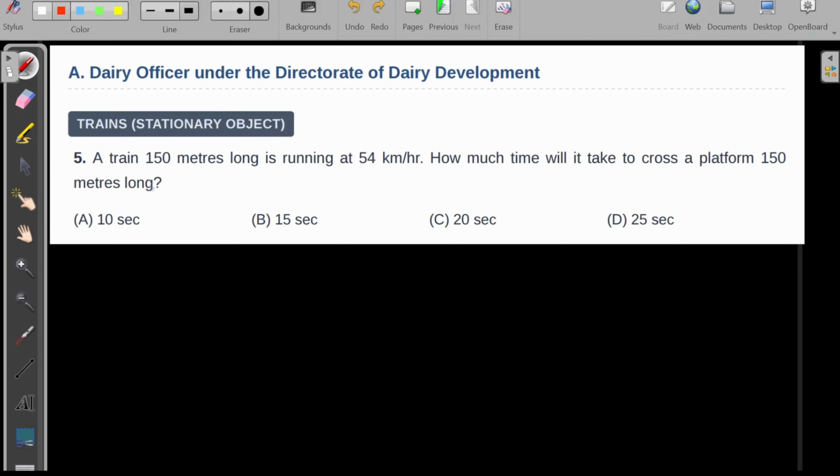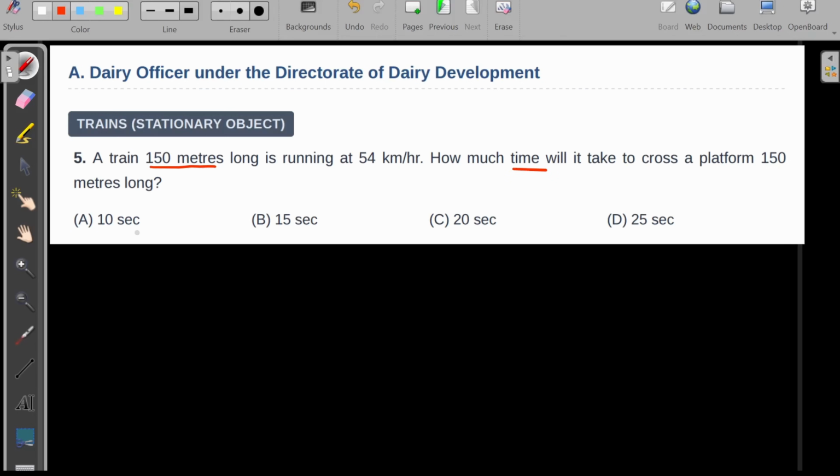This is a continuation of the previous video, and this question is taken from Dairy Officer under the Directorate of Dairy Development. From the question, a train is 150 meter long. So the length of the train is 150 and it's running at a speed of 54 km per hour. So how much time? So we need to find the time.